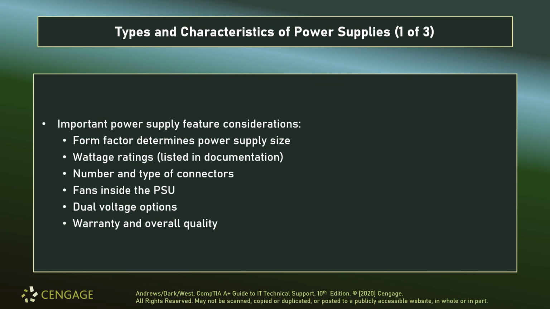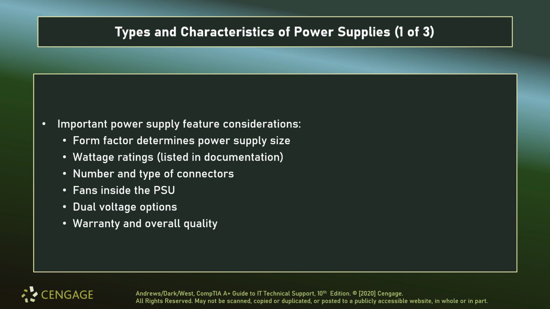Now, some important considerations. Your form factor is going to determine the power supply size. As you will see in your Chapter 4 lab, if you haven't done so already, it's difficult to find power supplies over a certain wattage based on their form factor. So that can be a very limiting issue. If you're trying to build a really small form factor PC, you're going to have an upper limit, at least for most cases, of how much power you can actually emphasize in that particular unit.